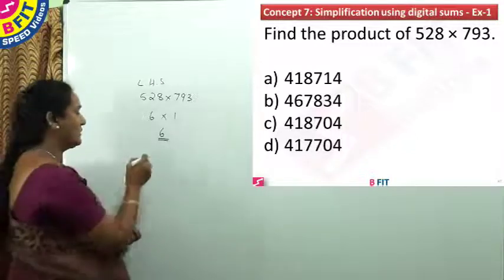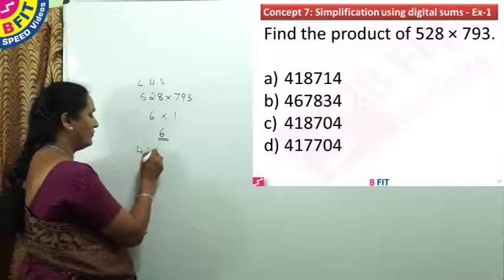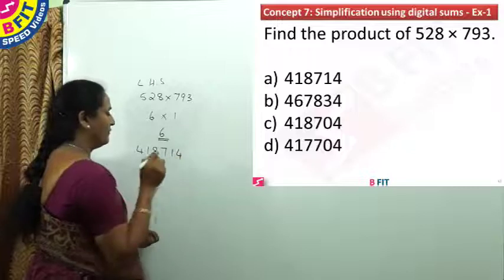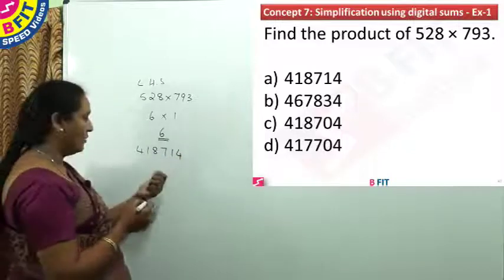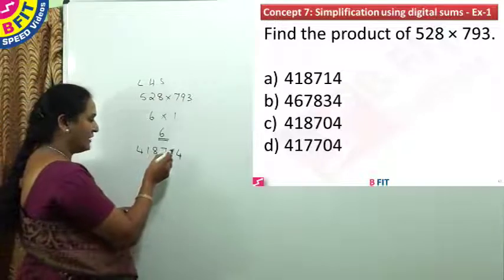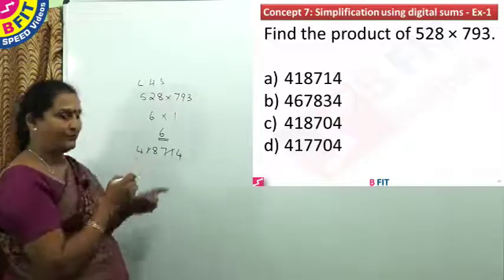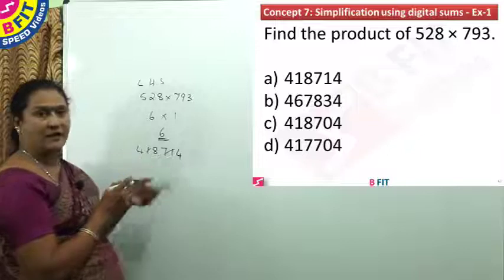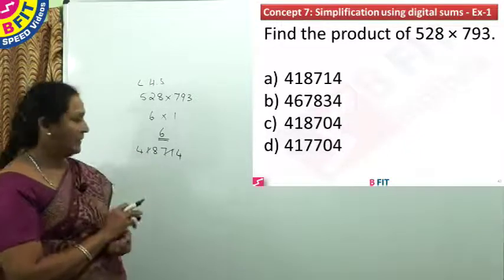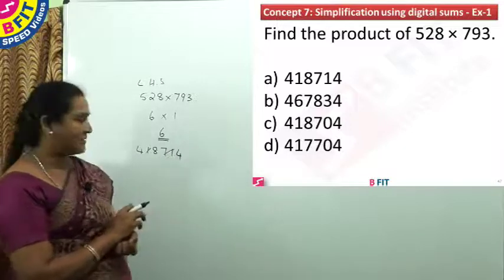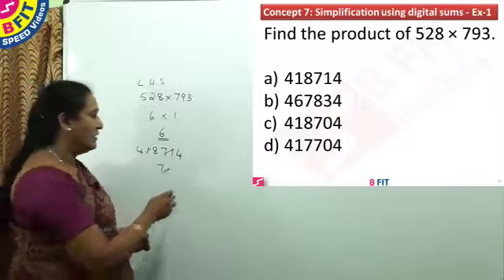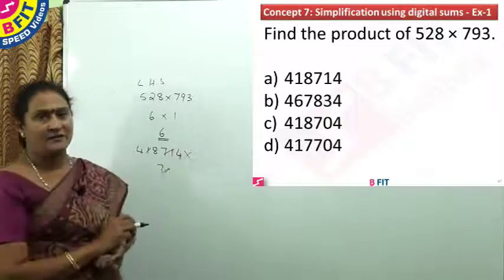So the first option is 418714. Now adding all, we can get the digital sum. So here we have 7 and 1, 8, plus 1, 9. So we can leave that. So 8 plus 4 is 12. 12 plus 4 is 16. So 16 when added, we get digital sum 7. So this can't be the answer.